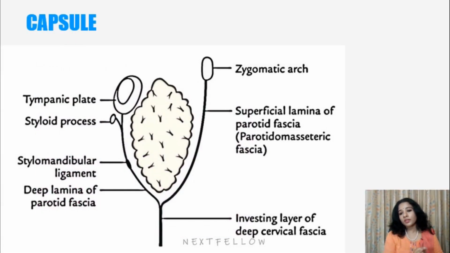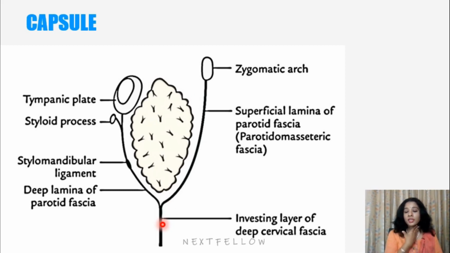So, coverings of the gland: it has the true capsule and the false capsule. The true capsule is intimately attached to the gland, and it develops from the gland itself. So the connective tissue of the gland present along with the gland is the true capsule. The false capsule is derived from the deep cervical fascia of the neck.